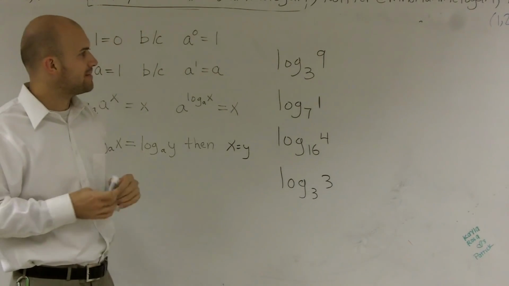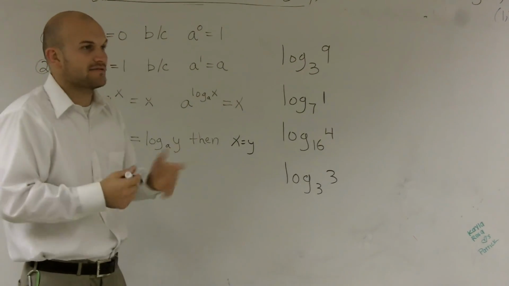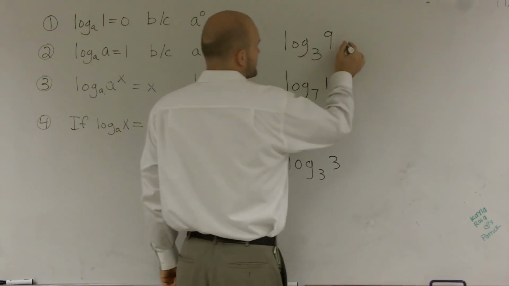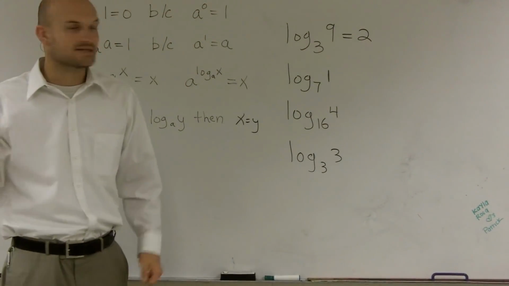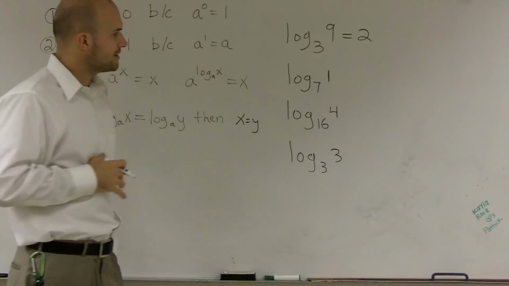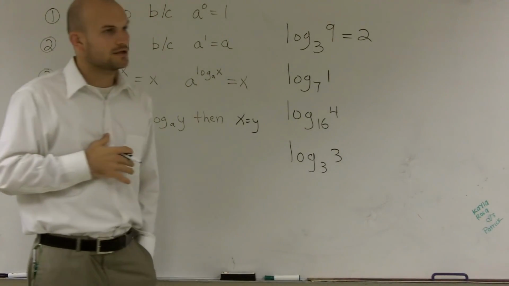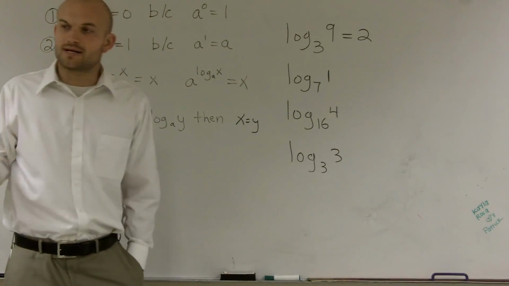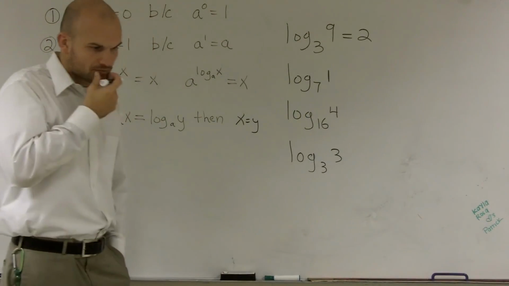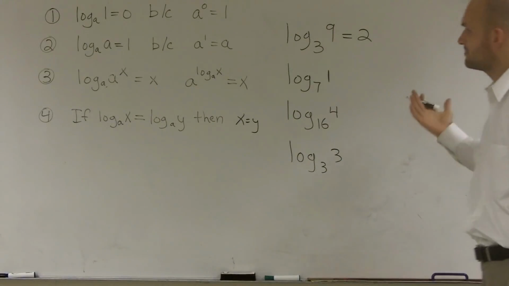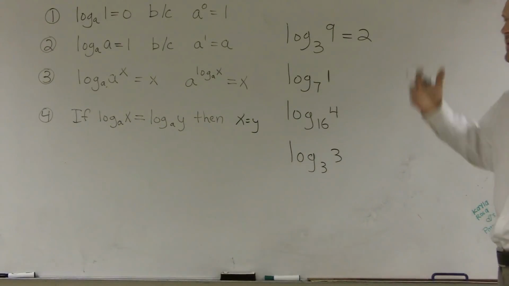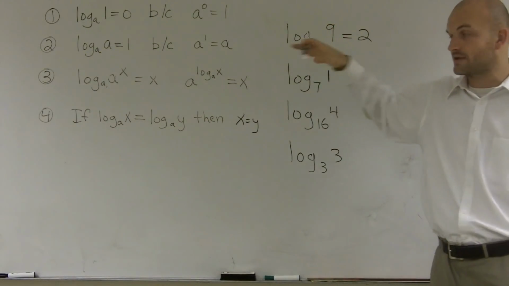And so this one's a pretty basic one. The answer is obviously going to be 2. Log base 3 of 9 is 2, because I can multiply 3 by itself twice to give me 9. Now here I have log base 7 of 1. So 7 raised to what number gives me 1? If you're very familiar with your exponents, you could say that's going to be 0, because 7 raised to the 0 power gives me 1.